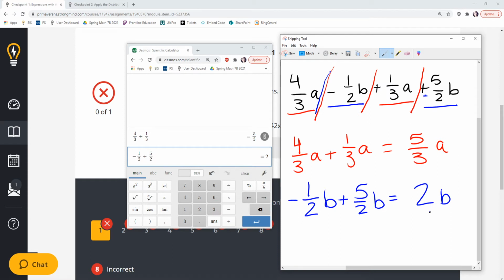Okay, so now I have combined my terms. I cannot add these two together here because they are different variables, right? An A and a B are not the same, so I can't combine them. So now all I have to do is write them next to each other. My first is going to be 5 over 3A, and then I have this 2B. This 2B is positive, so I'm going to have a plus sign in between them. So 5 over 3A plus 2B is going to be our final answer here.